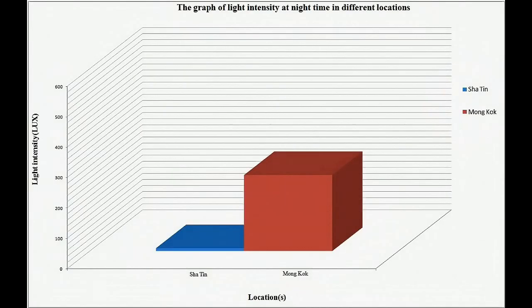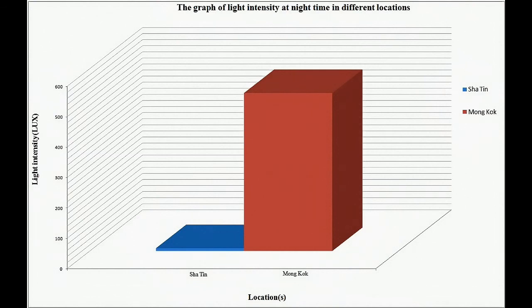The light intensity at night time in Mong Kok is 520 lux. It is second among the four.